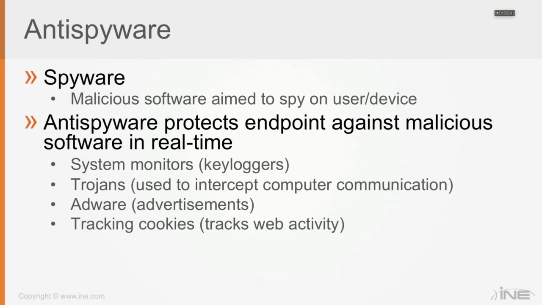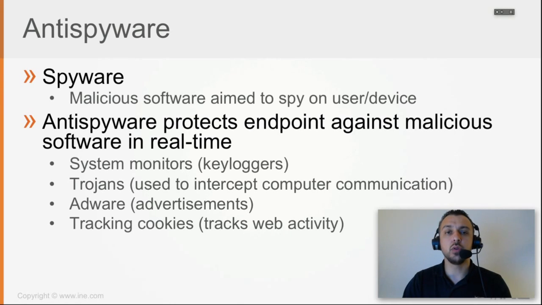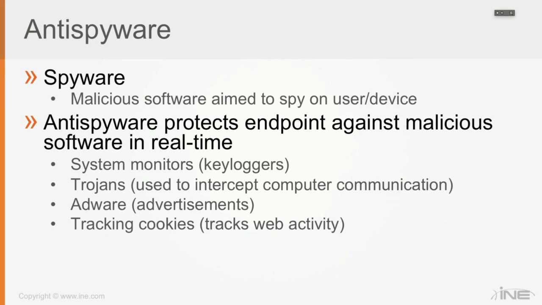So a couple of types of spyware are system monitors like keyloggers, which means you download some kind of piece of software which logs everything you type on your keyboard in order to leak your usernames and passwords, for example. Or Trojans, which could be used to intercept computer communication. Like, for example, you download a Trojan of type spyware, which means whatever traffic you do from that computer is going to be copied and sent out to somebody else, so they know everything you do on your computer. So it's a type of spying.